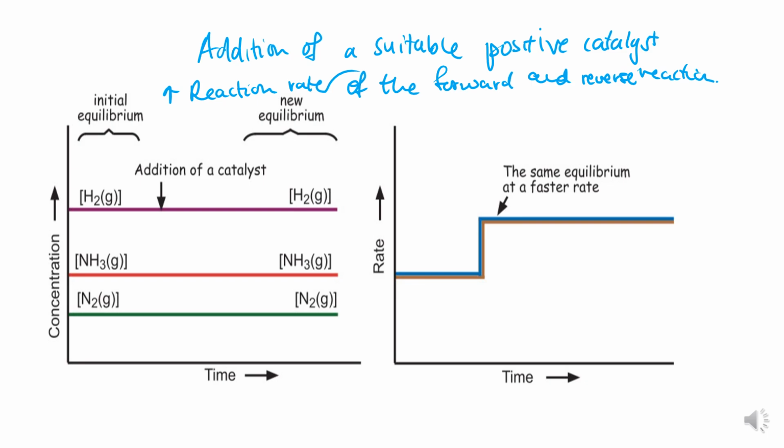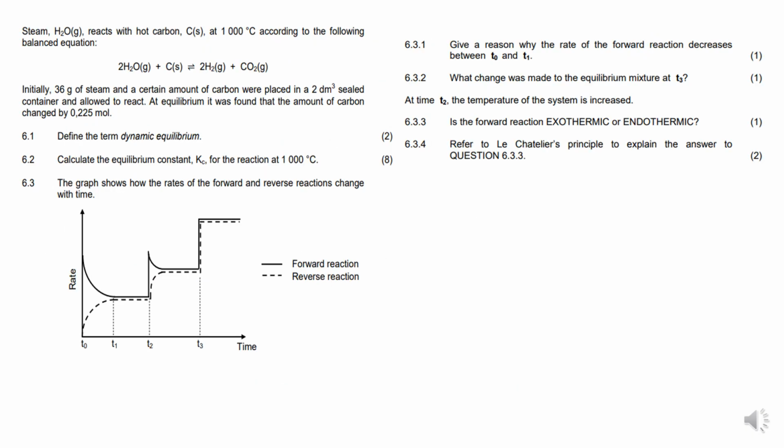If I introduce a catalyst while the reaction is at equilibrium, then the reaction is still going to continue to be at equilibrium, but it's going to be at a faster rate. So you can see both reaction rates are going to increase, and you're going to result in a higher rate than before, right? So that's the introduction of a catalyst. Let's look at it in a question format to see how we tackle this. We're given here that steam reacts with carbon at 1000 degrees Celsius according to the following balanced reaction.